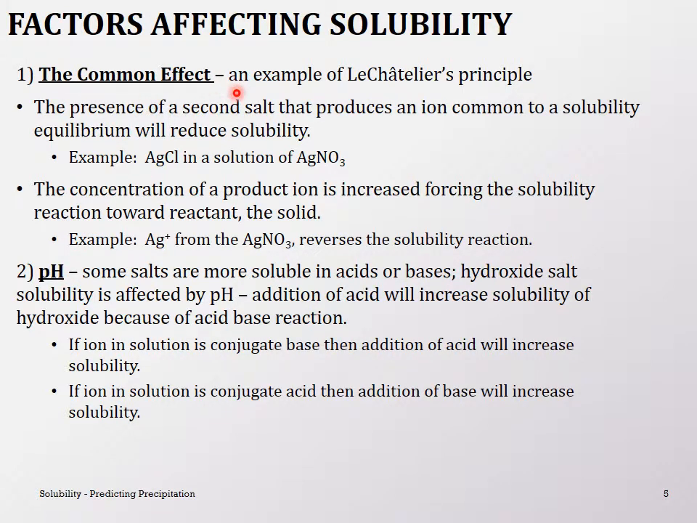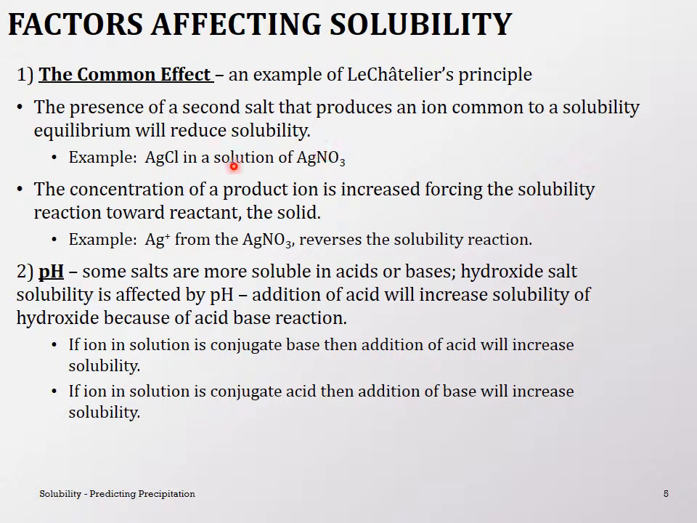So the common ion effect is more like Le Chatelier's principle. Le Chatelier's principle states that if you create a little bit of disturbance in the equilibrium, then the equilibrium will shift to compensate. So it might go backward or it might go forward to compensate for that little change. What happens here is that the presence of a second salt, if it produces an ion that is common to the solubility equilibrium, will reduce solubility, obviously, because an ion like that is already present, and so it will shift the equilibrium backward.